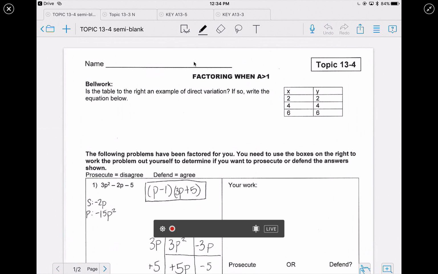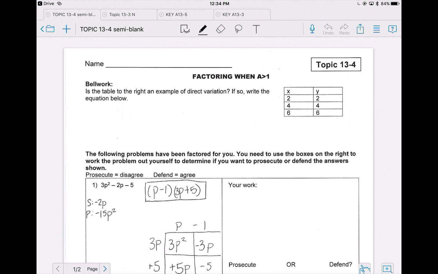Alright, this video covers notes 13.4. If you are watching this video to get ahead, this is an activity that we are going to do in class, so do not watch this video. However, if you were absent on 13.4, this is an explanation, or if you are here on 13.4 and just need another explanation, here are the problems once again.